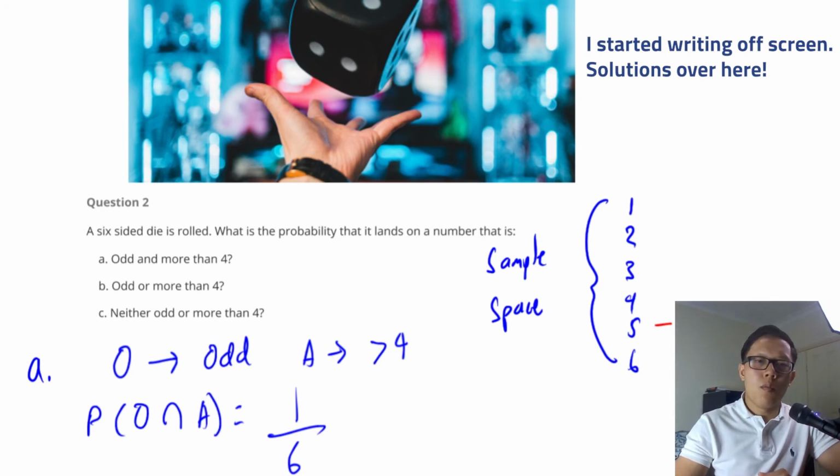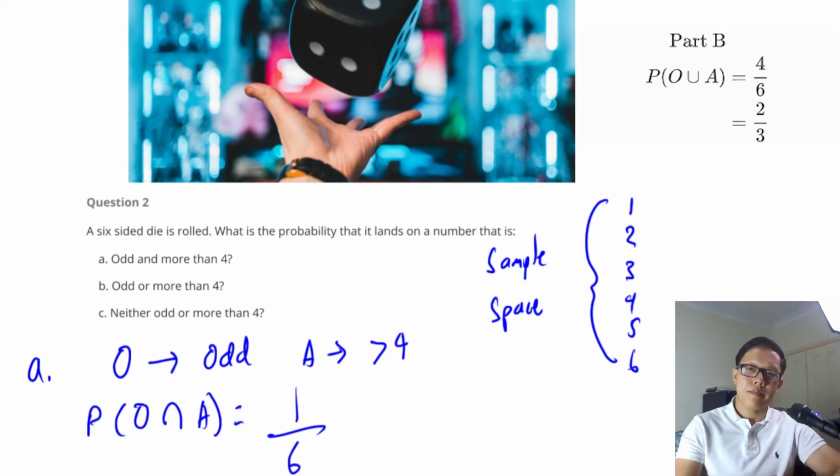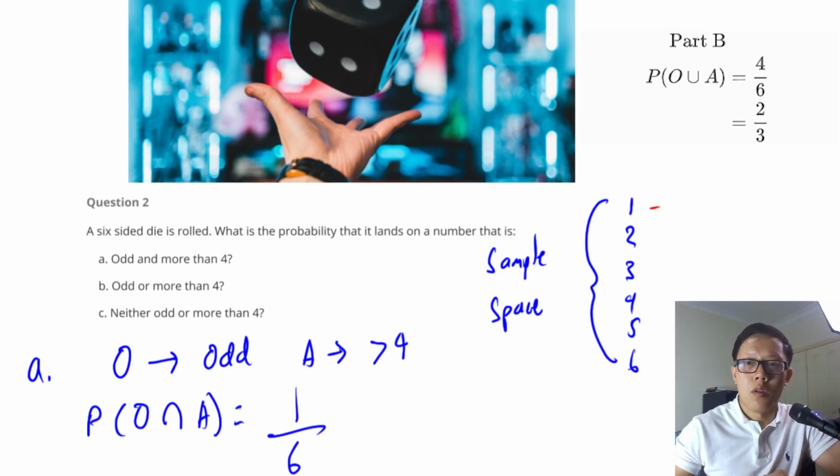Part B, probability of the number being odd or more than 4. Okay, so odd, our or symbol, more than 4, which we've named A. So let's look over here at our sample space again. What numbers are odd? Well, 1, 3, 5 are odd. And what numbers are more than 4? 5 and 6. Since 5 we've already labeled, we're just going to label 6. So these 4 numbers are either odd or more than 4. So again, number of desired outcomes over number of total outcomes, 2 on 3.